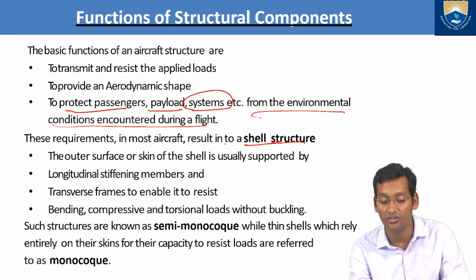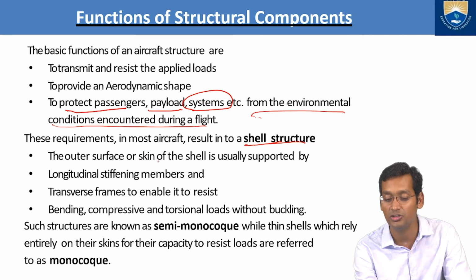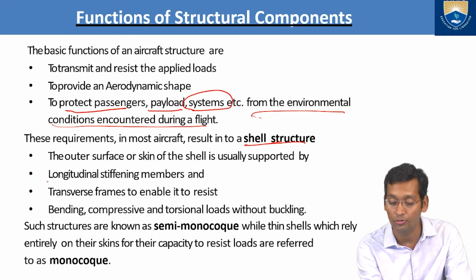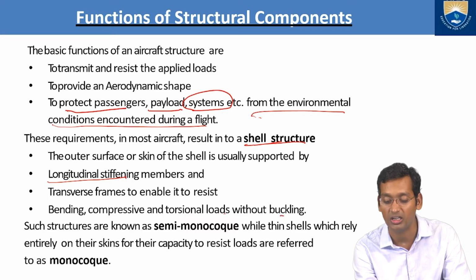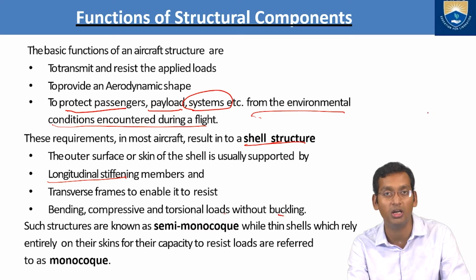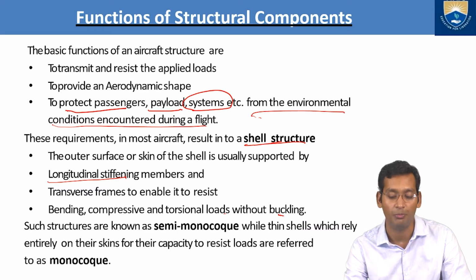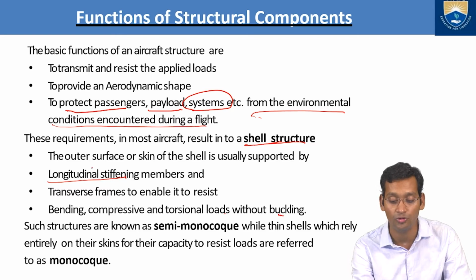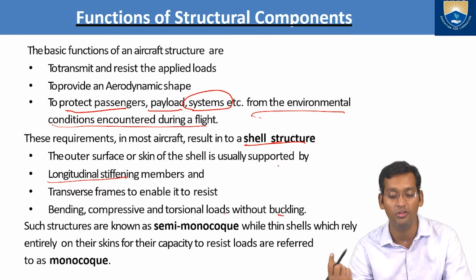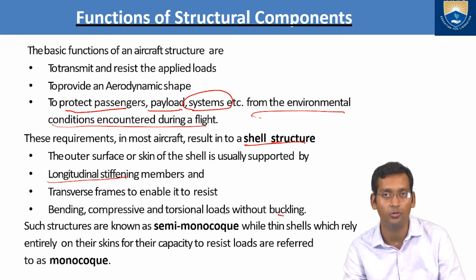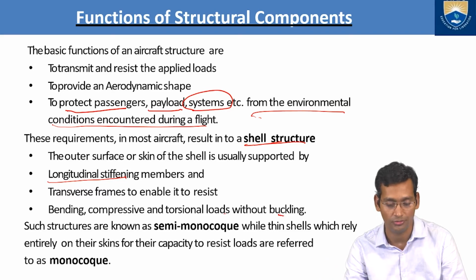So why is that cell structure required? The outer surface or skin of the cell is usually supported by longitudinal stiffening members, then transverse frames, to enable it to resist bending, compressive and torsional loads without buckling. I already showed you how buckling happens. It should not buckle. It should stay straight, whatever the shape, and only up to that point can they resist. The force definitely should distribute. If the force does not distribute, an individual member, such as a rib, will experience more load and finally break. So the load must be distributed.